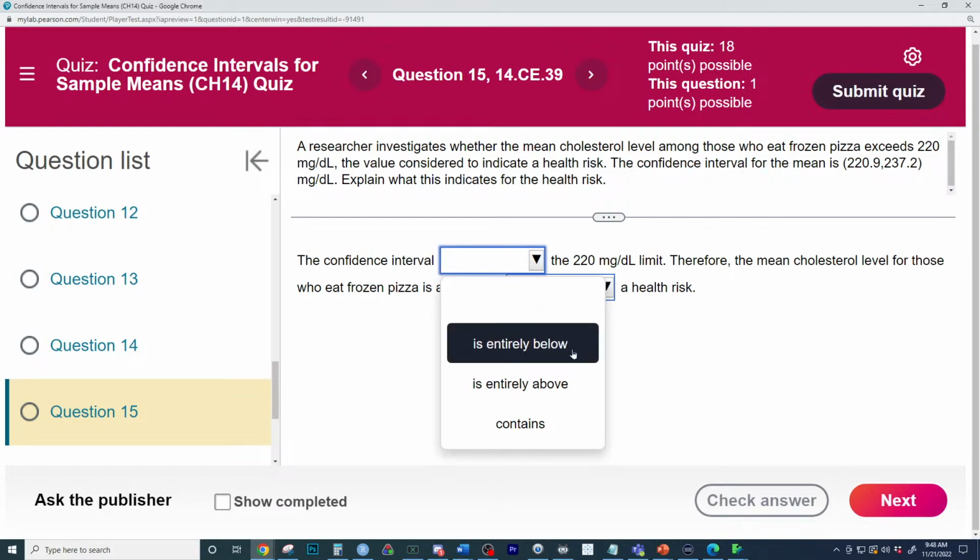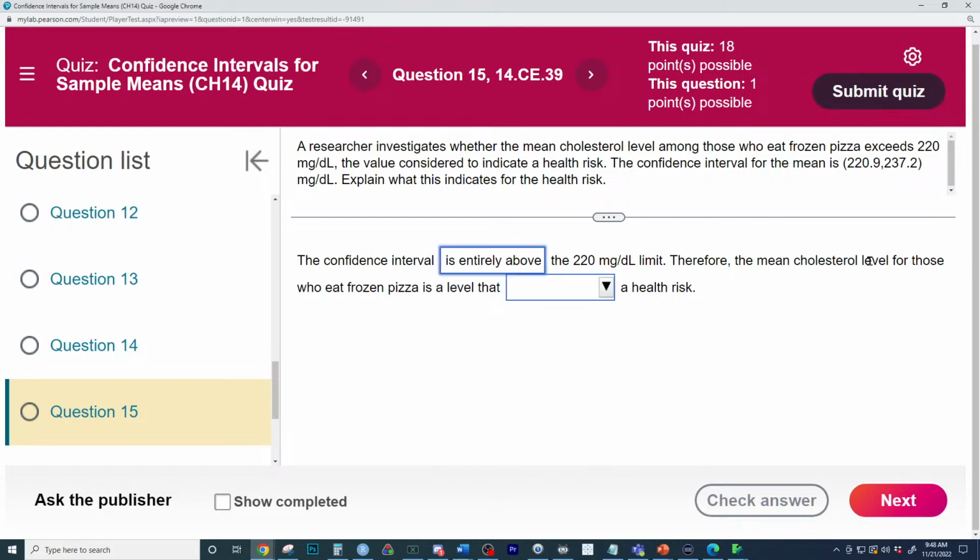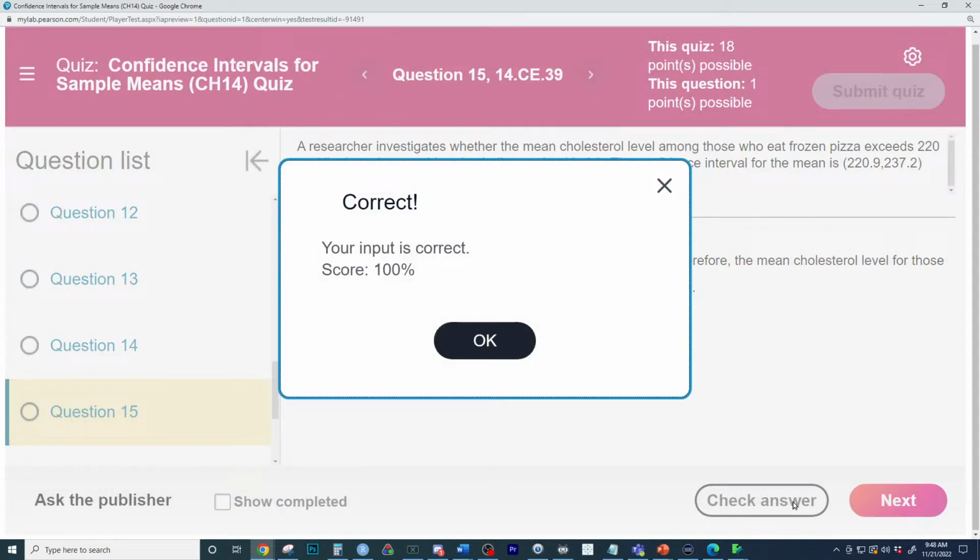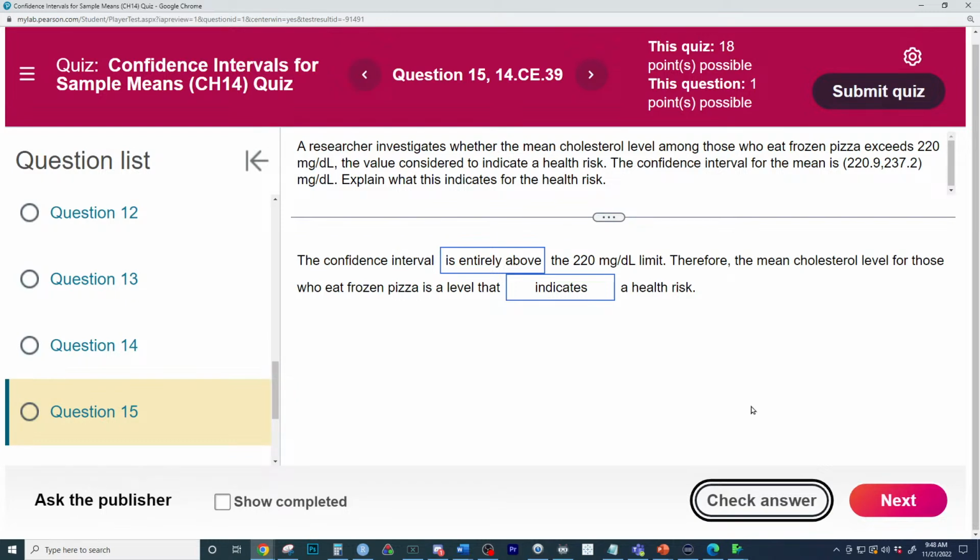The confidence interval is entirely above this. Therefore, the mean cholesterol level for those who eat frozen pizza indicates the average person. Therefore, the mean for the average person who eats. That'd be it. Boom. That's a very good question.